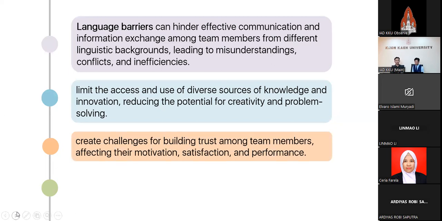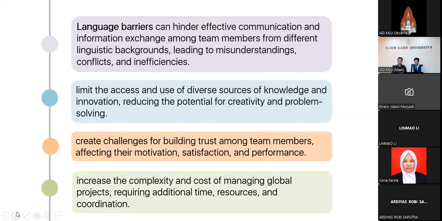And here we have this one: it creates challenges for building trust among team members. If we have a meeting, sometimes someone will feel, even though it's not good, that way. They feel guilty because they cannot help, because of the language barrier. I think actually they're smart, but this affects our team members.